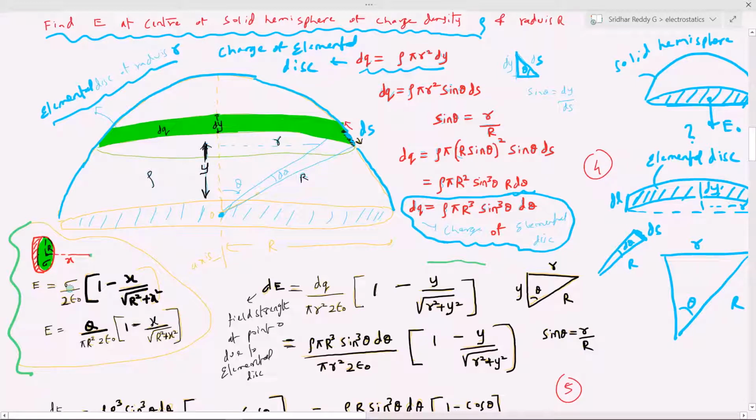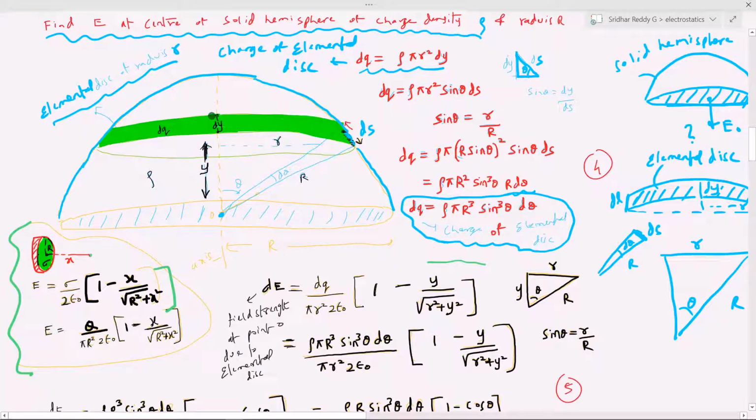The electric field is given by sigma by 2 epsilon naught into 1 minus x by under root of R square plus x square. What is capital R? The radius of the disk. What is x? The distance from the center of the disk to the point on the axis. So sigma by 2 epsilon naught into 1 minus x by under root of R square plus x square. What is sigma? Sigma is Q by pi R squared. Okay, I agree with this one.